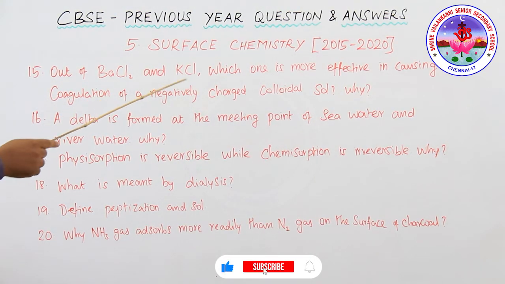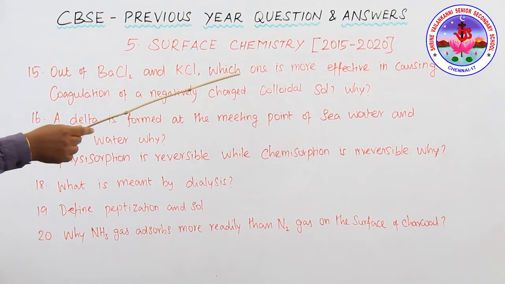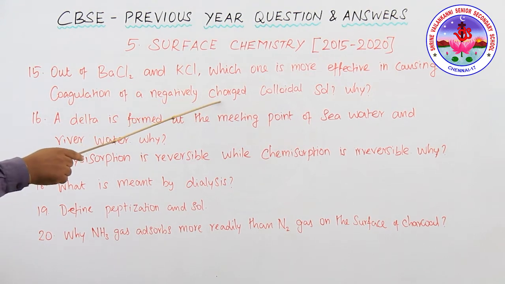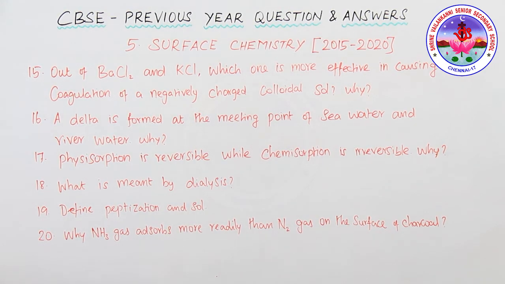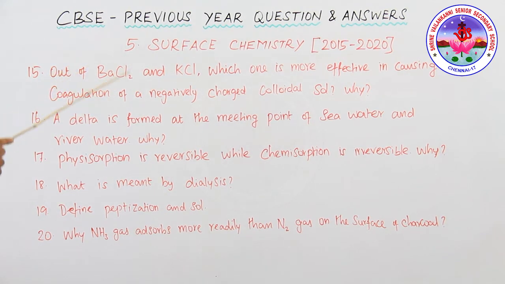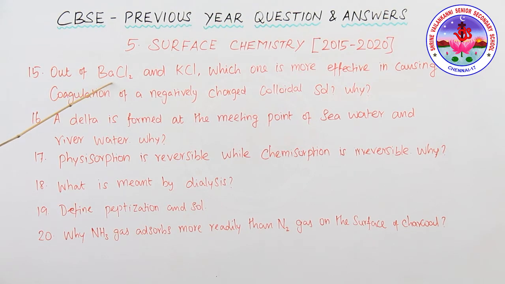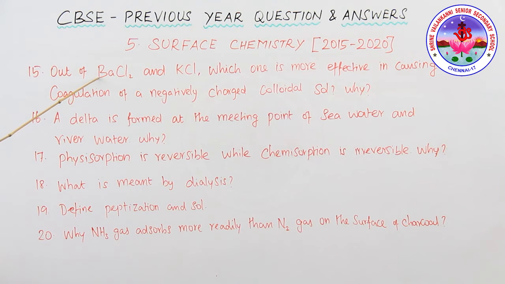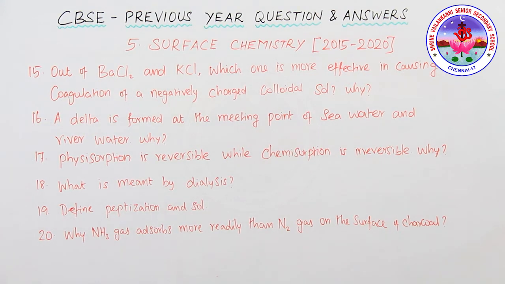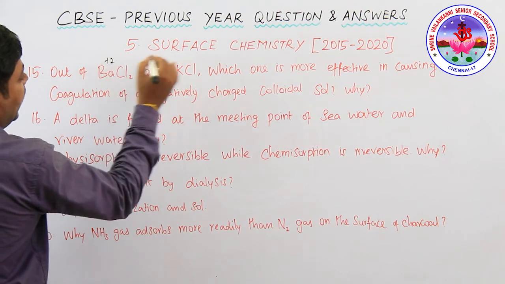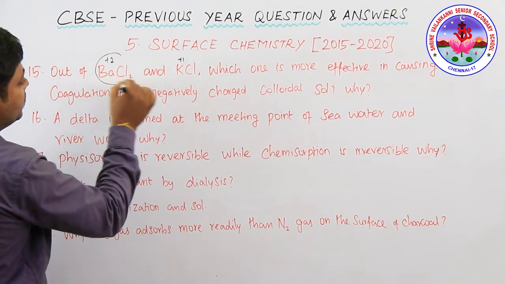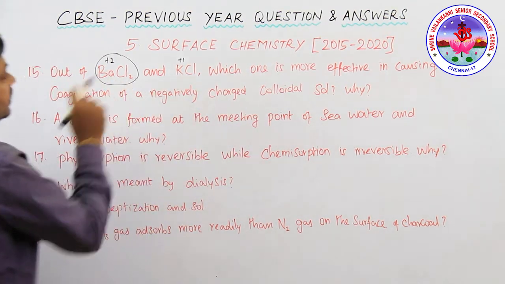Out of barium chloride and potassium chloride, which one is more effective in causing coagulation of a negatively charged colloidal sol, and give the reason. Here, which is the more coagulating species, BaCl2 or KCl? The answer is barium chloride, which will be more effective. The reason is the Ba2+ ion has a higher charge than the potassium ion. Barium has a +2 charge and potassium has a +1 charge. So barium chloride is more effective in causing coagulation because of the higher charge.